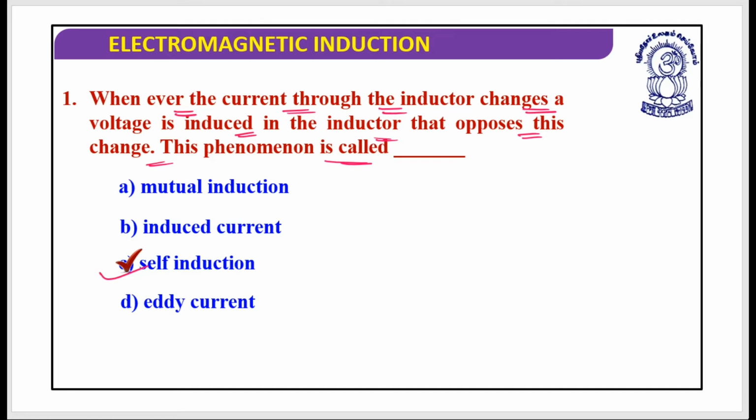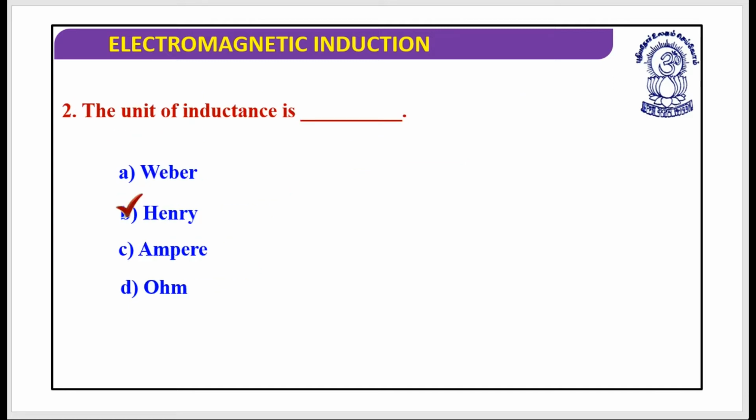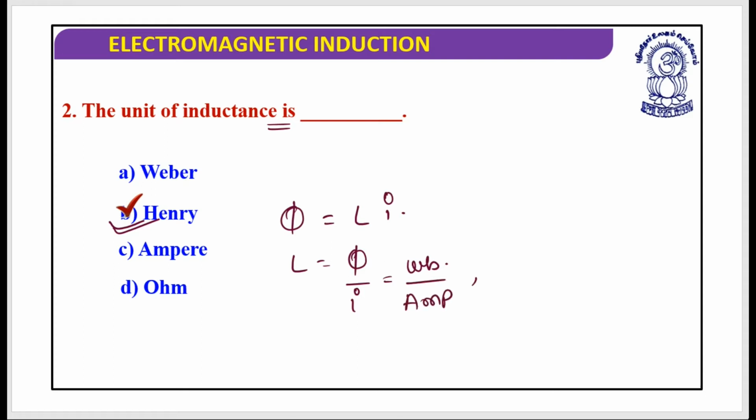Let's take the second question. The unit of inductance. It's a Weber. It's a Henry, my mistake. Yes, we know that phi equals L into I, and this L equals phi by I. It could even be said as Weber per ampere, but conventionally we use the Henry only.